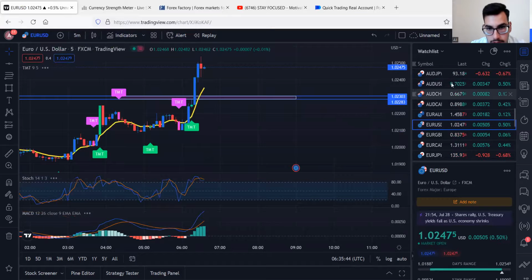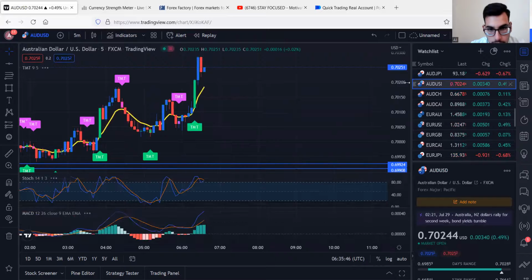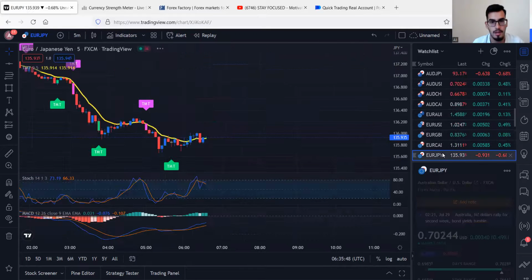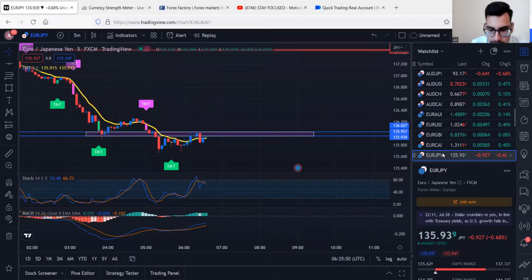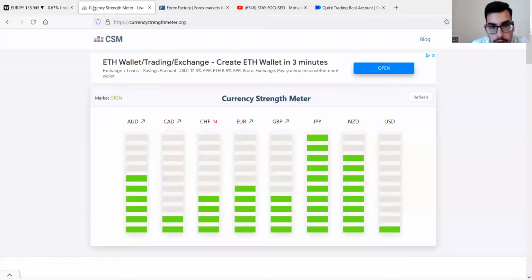Let's look at Euro USD. If it is going lower, no. At the beginning, the market seemed to be a bit more stable. Now it's moving a bit shabby.